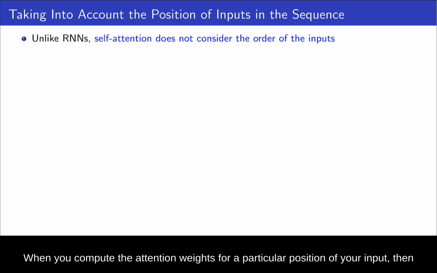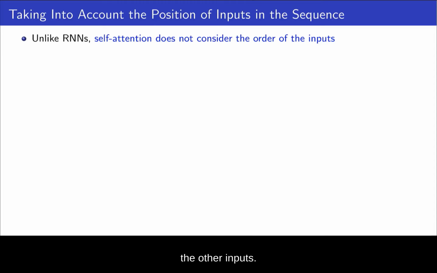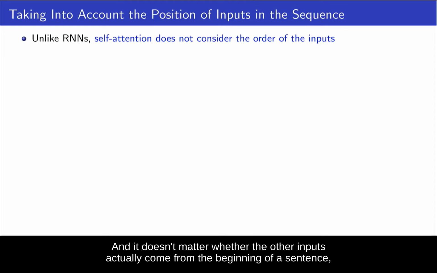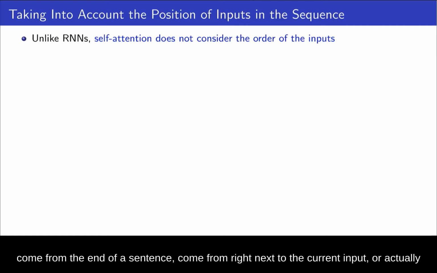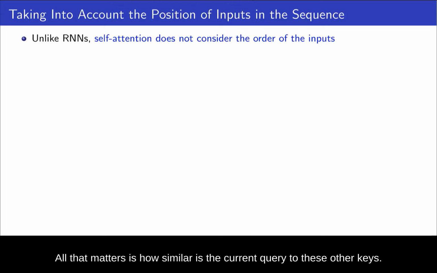So when you compute the attention weights for a particular position of your input, then you just look at the query for this particular input and you compare it to the keys of all the other inputs. And it doesn't matter whether the other inputs actually come from the beginning of a sentence, come from the end of a sentence, come from right next to the current input, or actually are the current input themselves. It doesn't matter. All that matters is how similar is the current query to these other keys.